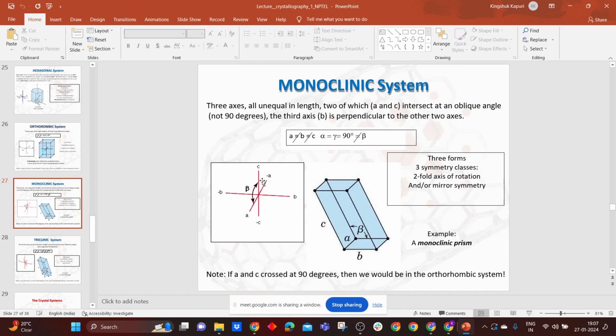Why will it not be 90 degrees? As the name suggests, monoclinic. Mono means one and clinic means inclined. So from the name monoclinic, we can infer that one of the crystallographic axes is inclined. That's why the name monoclinic has been given. And this figure, what you are seeing in front of your display, is an example of a monoclinic prism, right?